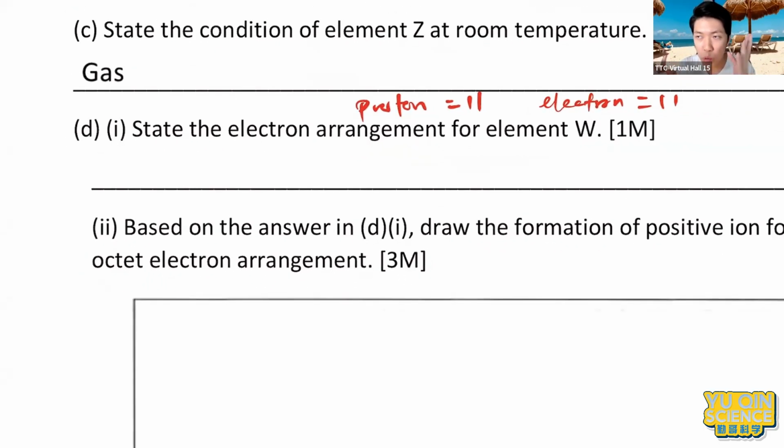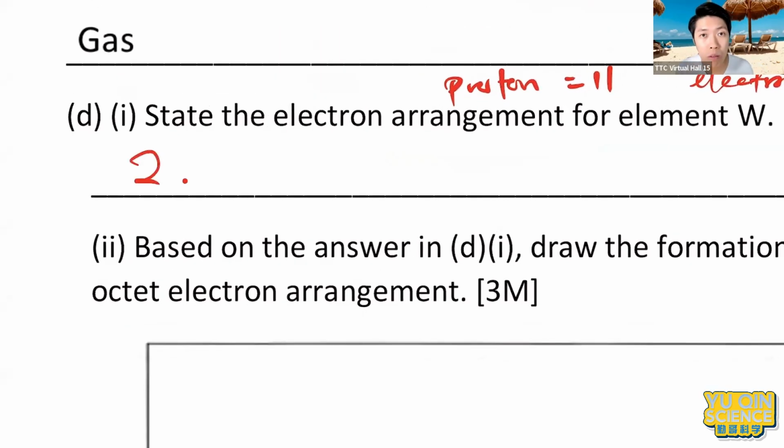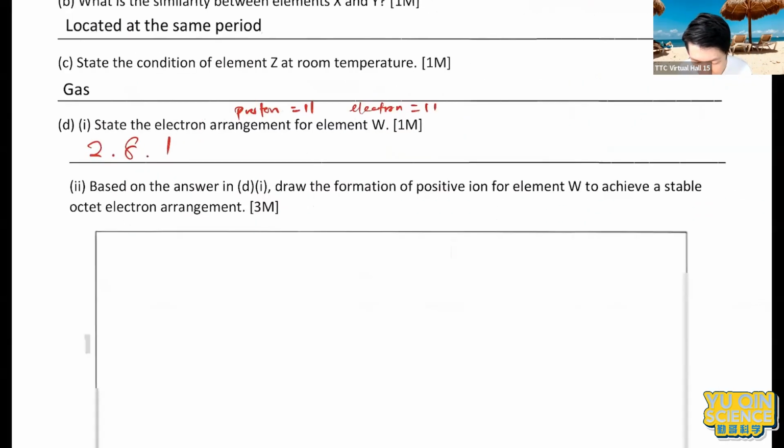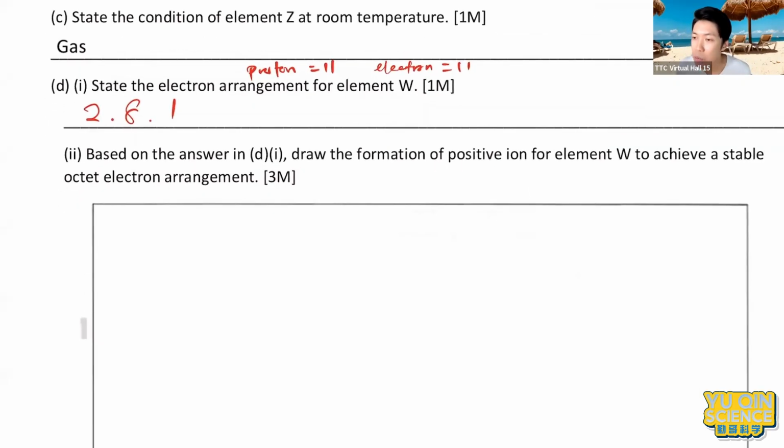11, the first must be 2, so minus 2 away. So 11 minus 2, you still have 9. Then you continue the arrangement. Okay, so it will be 2. How many left? 11 minus 2, there's 9 left, right? But the next shell, you can only put 8. So 8. Then how many more left? 1. So 2.8.1. Bam. Easy cheesy.